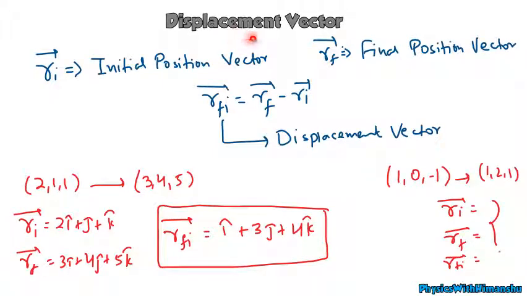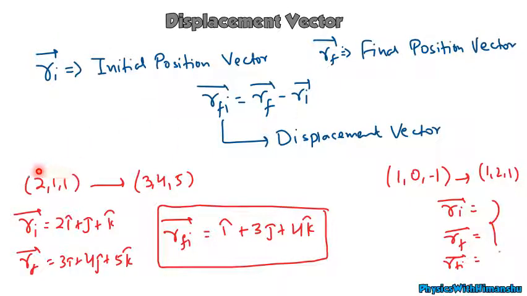Now, how to find the displacement vector? Ri is the initial position vector, and Rf is the final position vector. Suppose the particle was initially at Ri and it moved to Rf. So the displacement vector will be the final position minus the initial position.